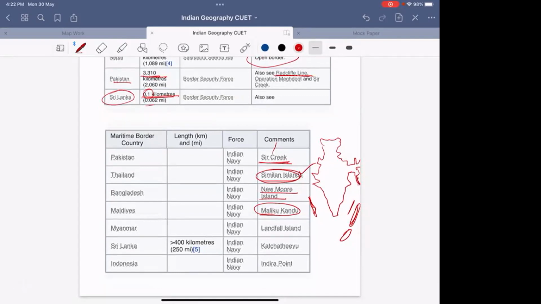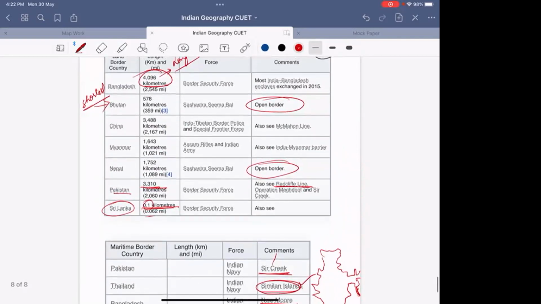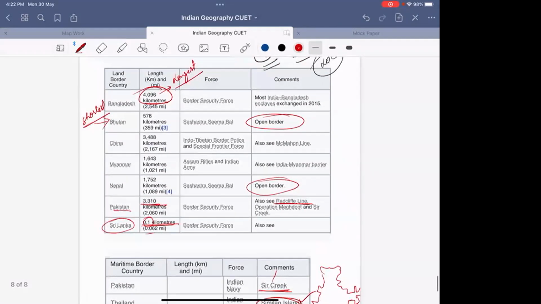Here it's Myanmar's body. Myanmar's body is divided by landfall island. Basically, whenever a water body comes up, it is an island that divides India's water body and these maritime countries. So you have to keep in mind which line is very important, whether it be the McMahon line, the Radcliffe line, or the Pakistan Radcliffe line, McMahon line.